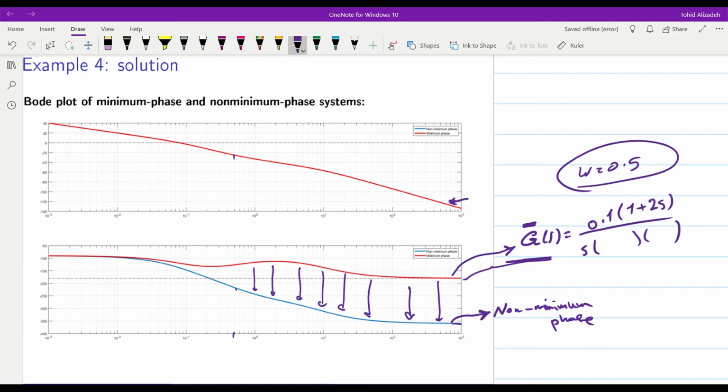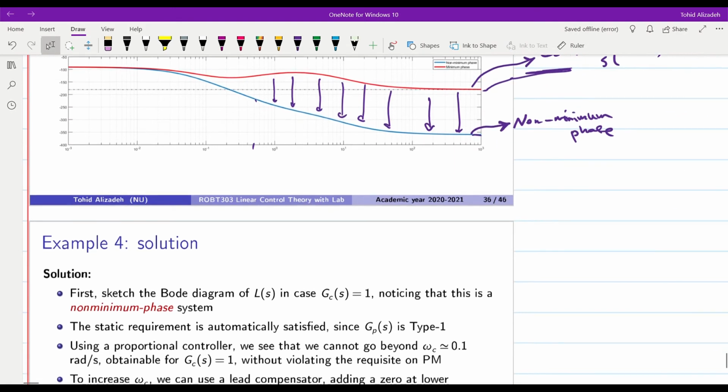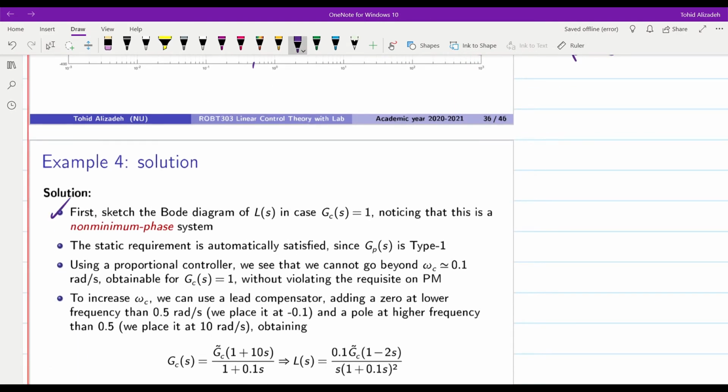So now you can see that if you compare the non-minimum phase system and the minimum phase system with each other, since the phase for the non-minimum phase system reaches minus 180 degrees earlier, it will be more difficult to find the controller, a compensator, in order to satisfy the requirements. The system will become quickly unstable if we try to increase the crossover frequency. So having that in mind, let's see how we are going to deal with this.